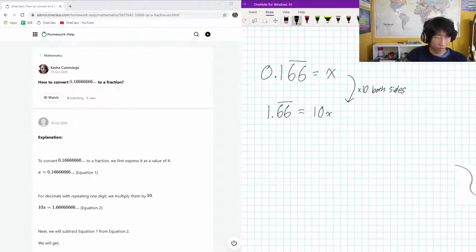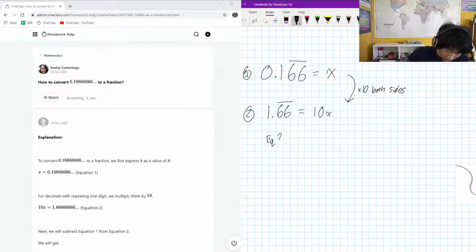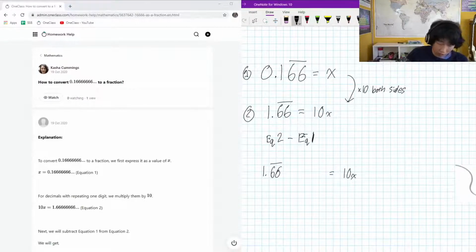Okay, so imagine this. What if we were to subtract the first equation out of the second equation? If we call this equation 1 and this equation 2, we do equation 2 minus equation 1. What I mean is we're going to start with equation 2, 1.66 repeating is equal to 10x, and we subtract the corresponding sides of equation 1. So this is minus 0.166 repeating, and this is minus x. That's the procedure that we're doing right here.